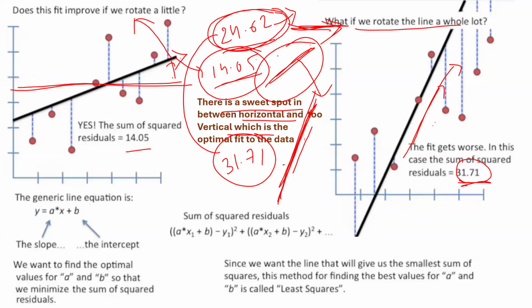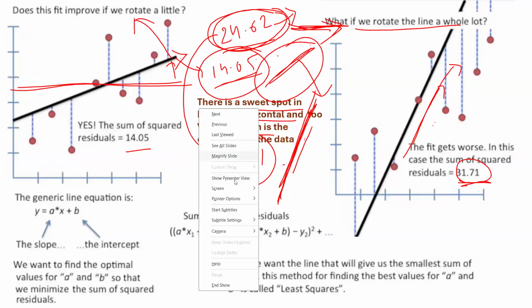Now, how do you find that sweet spot is what you have to understand now. You now know that the sum of squared residuals has to be less. For whichever line the sum of squared residuals is less, that is considered the optimal fit. Now you have to find out what that line is, and how to calculate that optimal sum of squared residuals. That's what you will understand now.